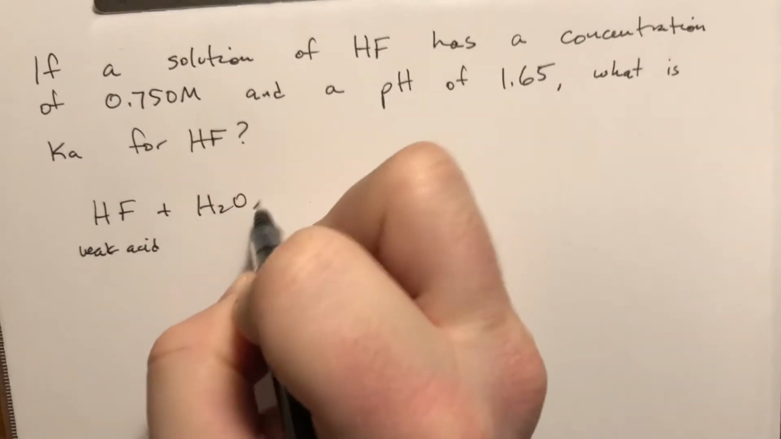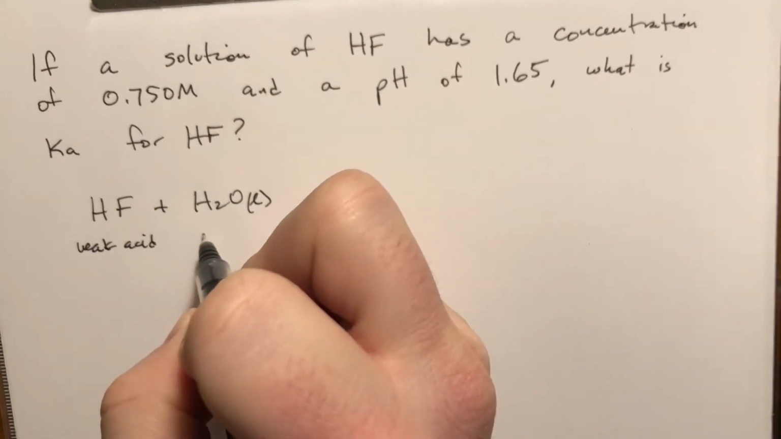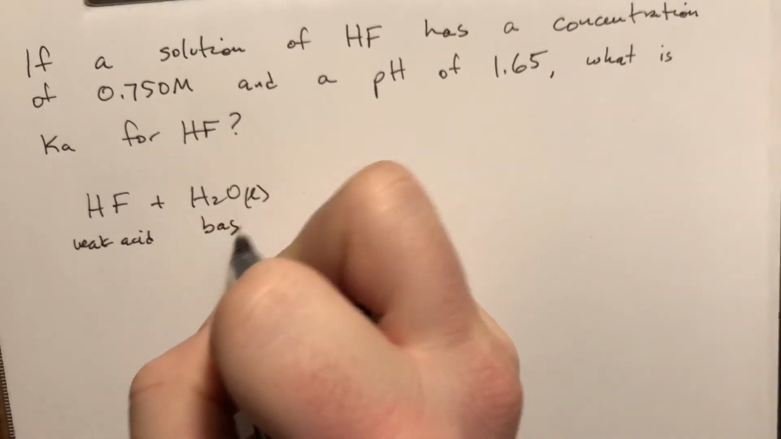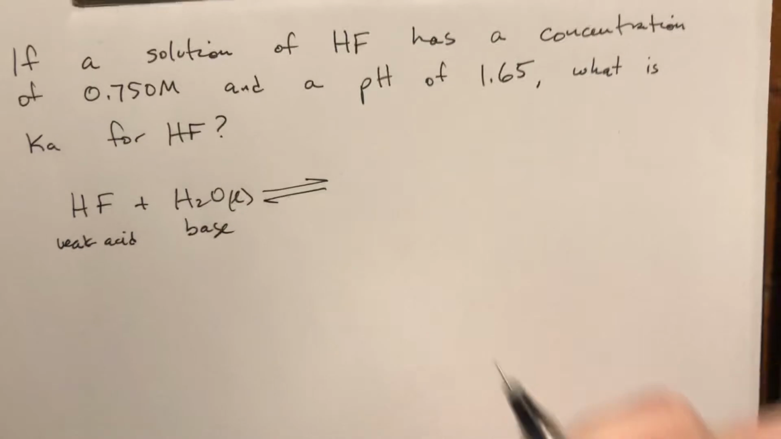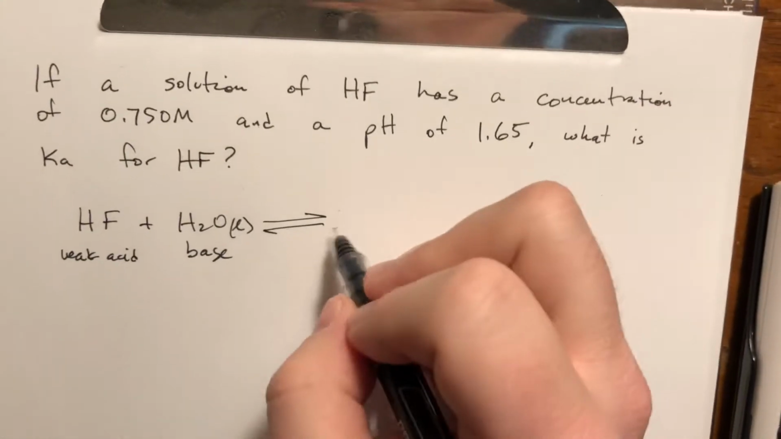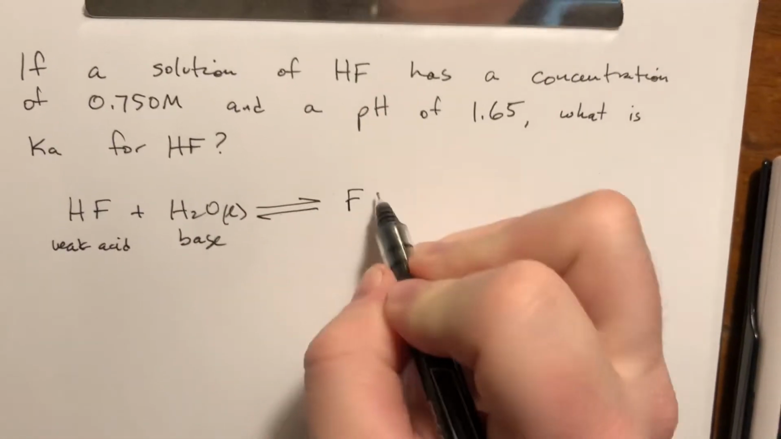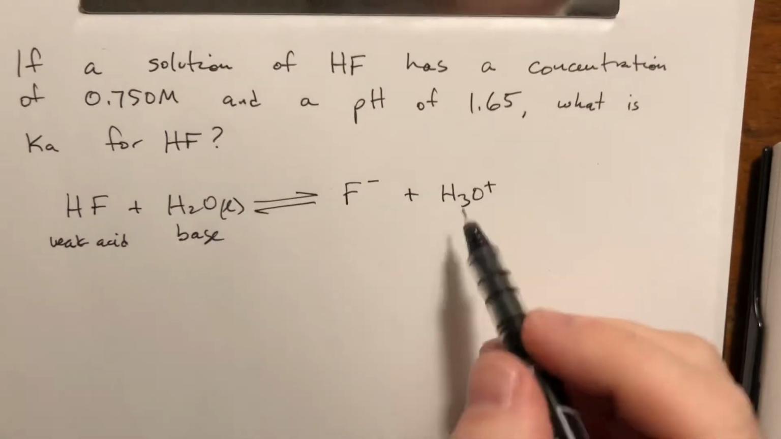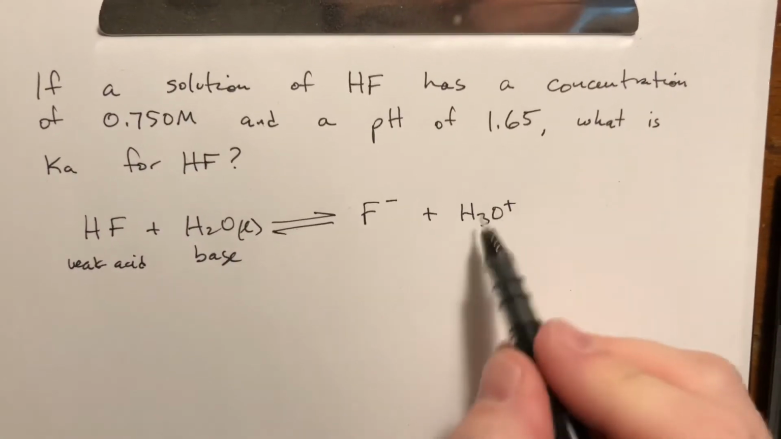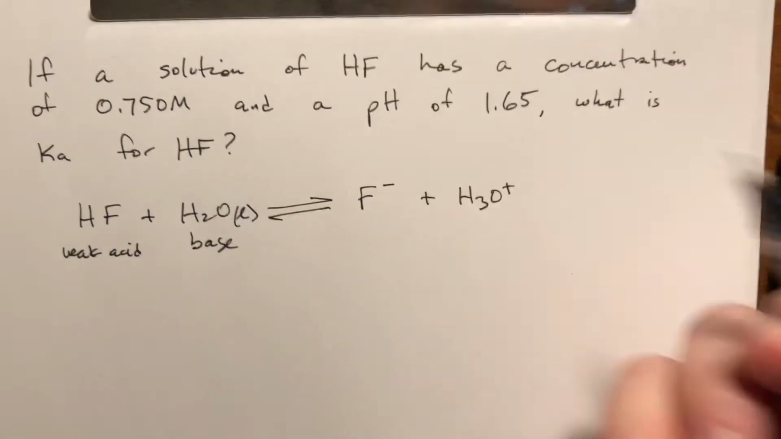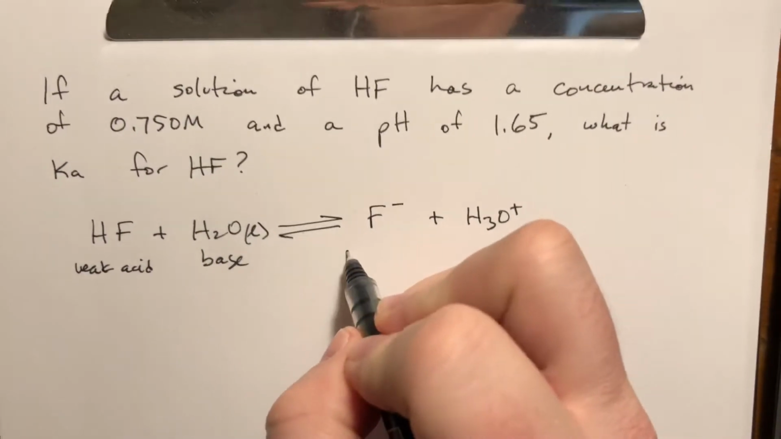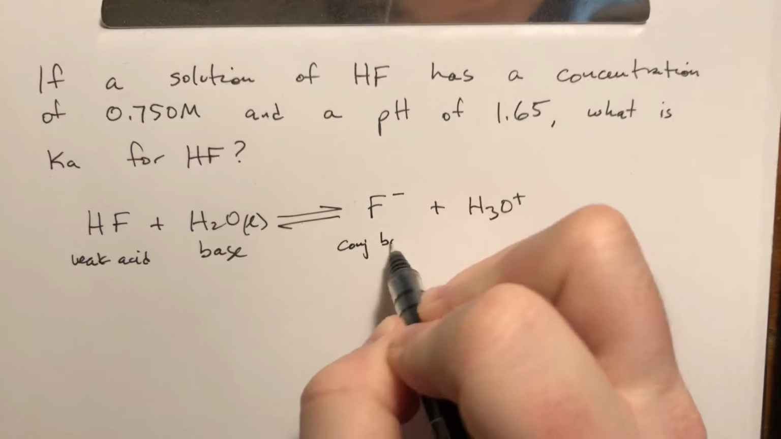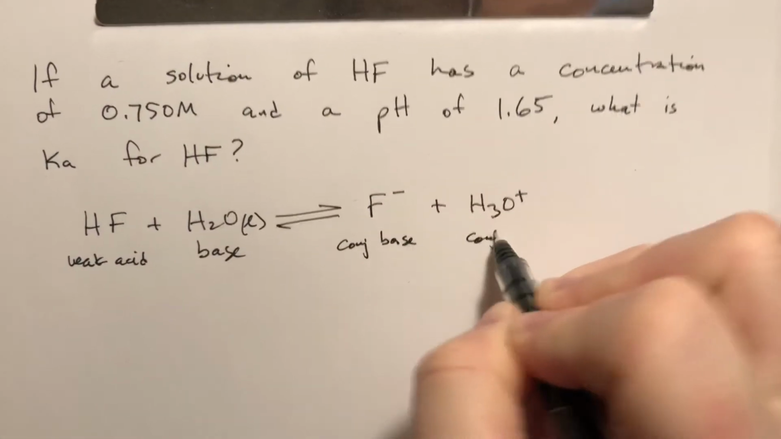You're going to put it in water, which is a liquid, which we will ignore. This is going to be our base in this situation. This will lose an H plus and become F minus, and this will become H3O plus, which makes perfect sense because it's an acid. We should be producing H3O plus, which is why we get a pH. Not that it matters for this problem, but this is the conjugate base. This is the conjugate acid.